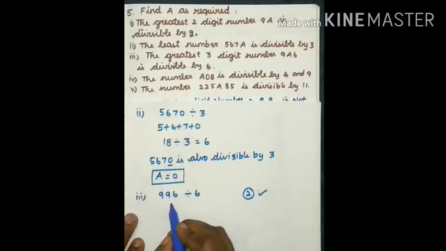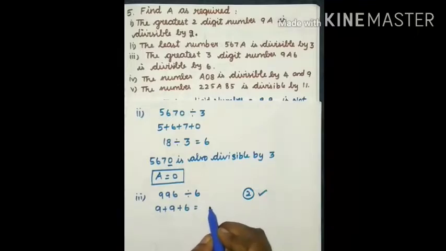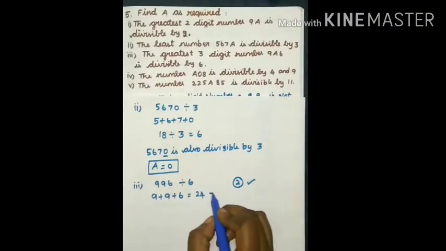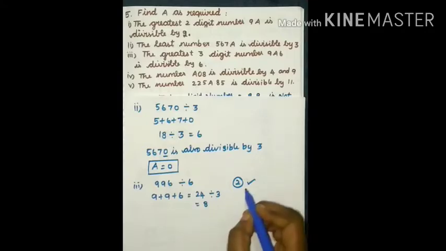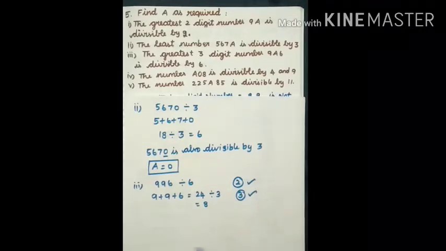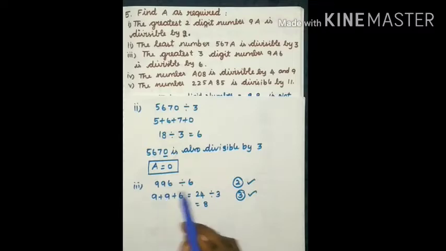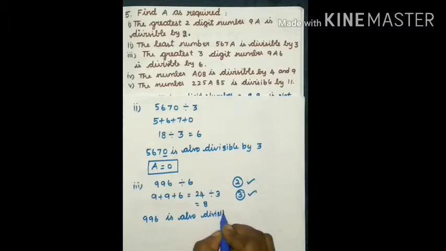Let's check for 3. A number is divisible by 3 if the sum of its digits is divisible by 3. Let's find the sum of its digits. 9 plus 9 plus 6 equals 24. 24 is divisible by 3, that is 8. So it satisfies the rule of 3 also. So the number 996 is divisible by both 2 and 3, so 996 is also divisible by 6. So A value is 9.